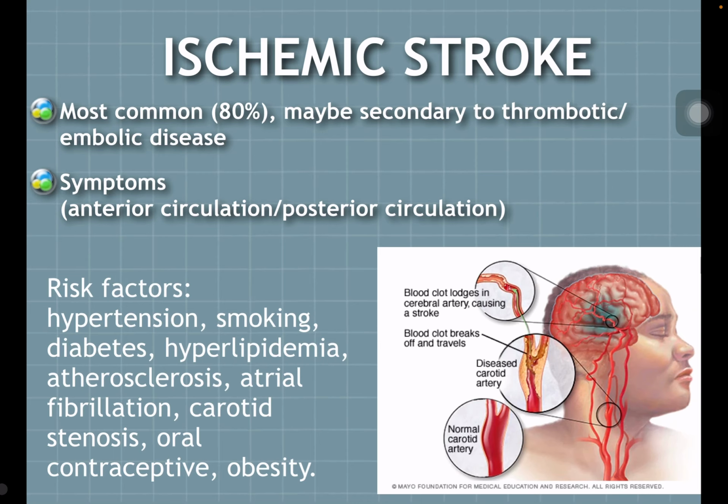The symptoms depend on the circulation affected. For example, a patient having vertigo, ataxia, diplopia, dysarthria, or bilateral limb signs may have posterior circulation involvement. Risk factors include hypertension, smoking, diabetes, hyperlipidemia, atherosclerosis, atrial fibrillation, carotid stenosis, oral contraceptive use, or obesity. These patients might be at risk for ischemic stroke.